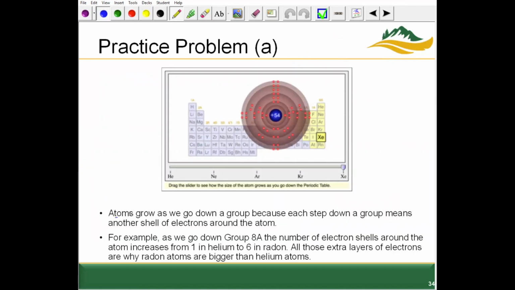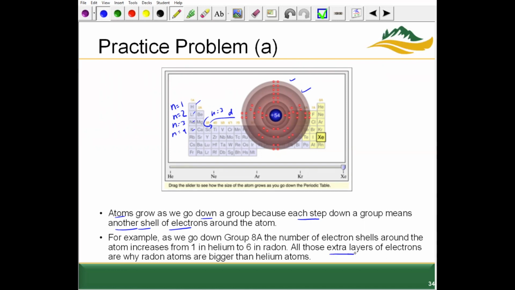And so as mentioned, atoms will grow as we go down a group because each step down a group means another shell of electrons around the atom. So n equals 1, 2, 3, 4 for the S block. Then we know we jump in here with n equals 3 for this D block. More shells, more electrons. Those electrons are further and further away from the nucleus. We're getting a larger and larger atomic radius.